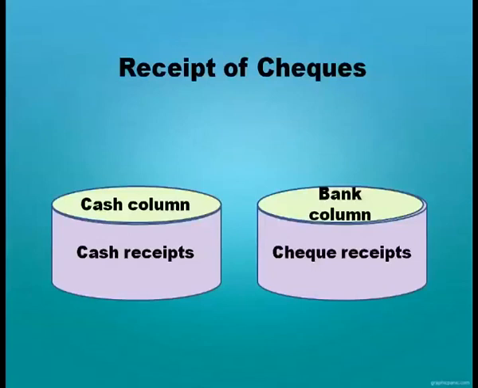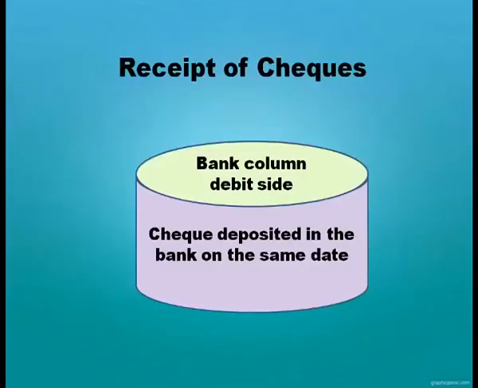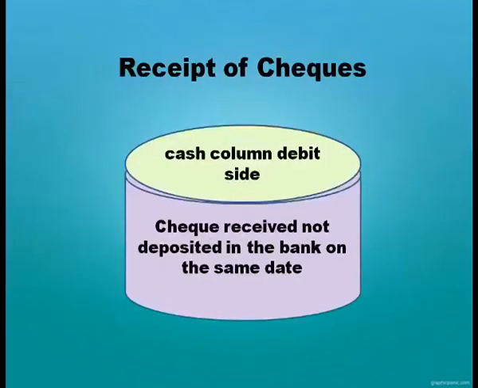Amount should come in the bank column. Receipt of checks. Usually, cash receipts will be written in the cash column. Check receipt will be written in the bank column. A check deposited in the bank on the same date will be recorded on the debit side of the bank column. A check received but not deposited in the bank on the same date will be recorded on the debit side of the cash column.